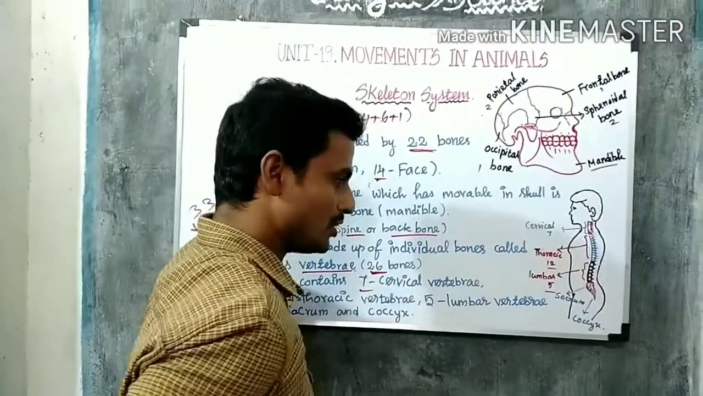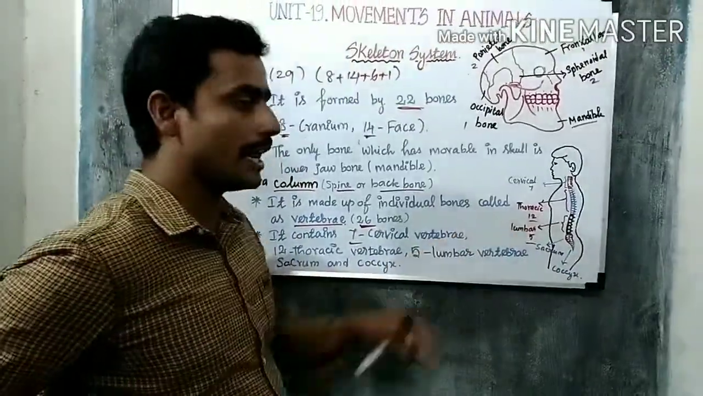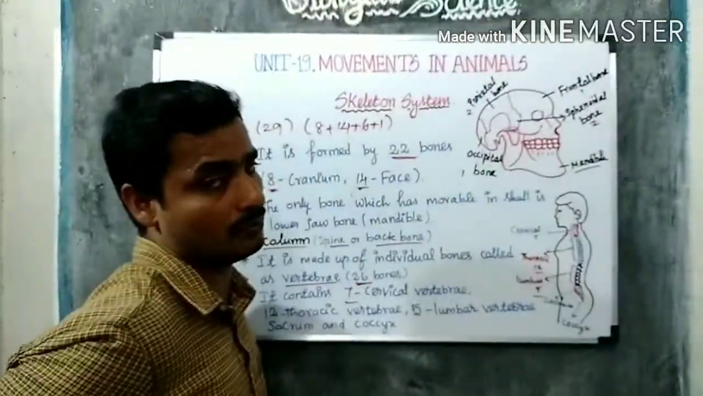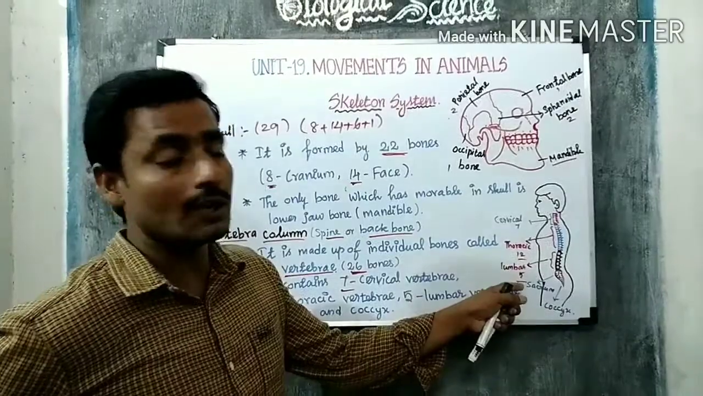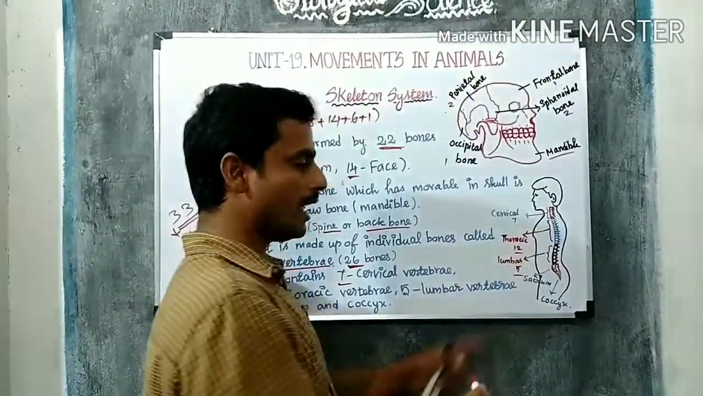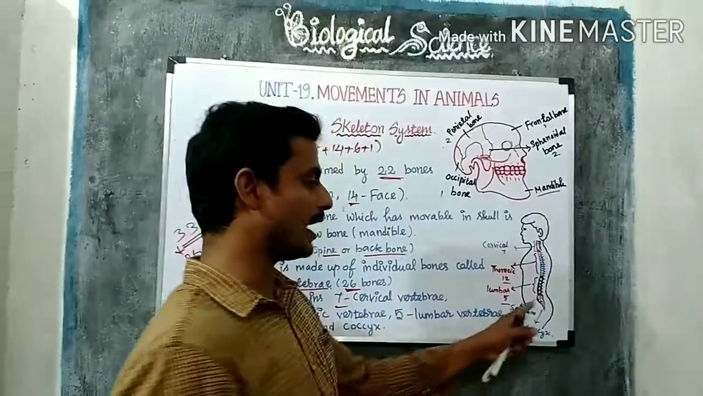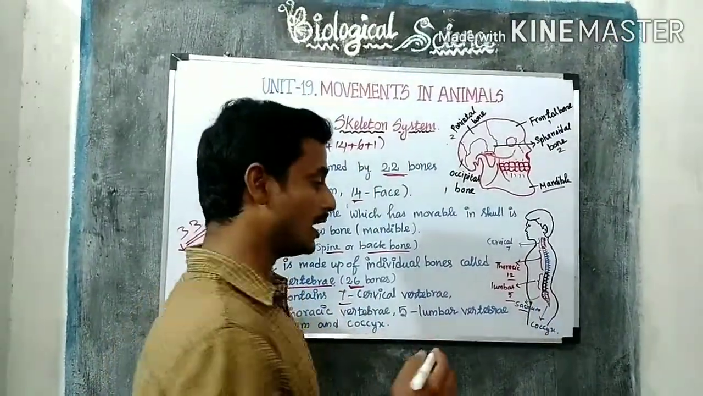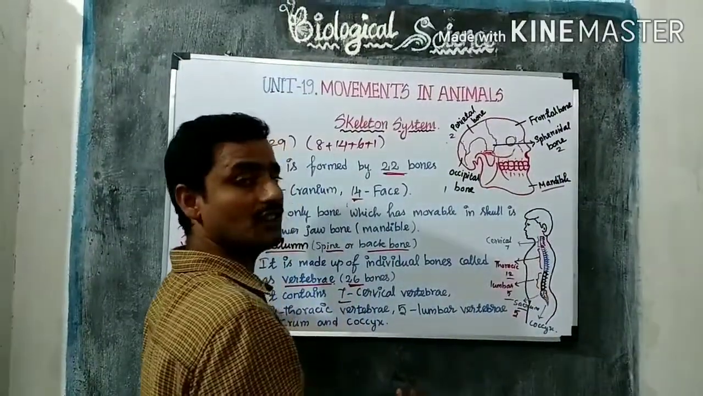And then 5 lumbar vertebrae, in the hip region. They consist of 5 bones, and they are heavier bones. Then the sacral vertebrae. Initially we have 5 bones in the sacral vertebrae.